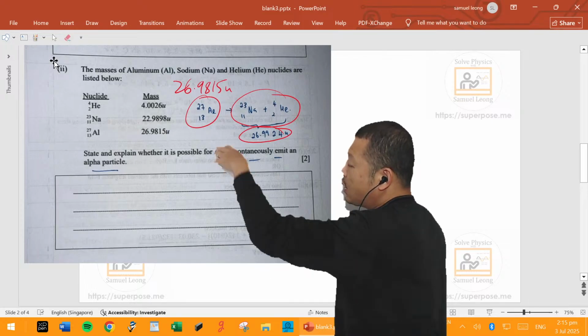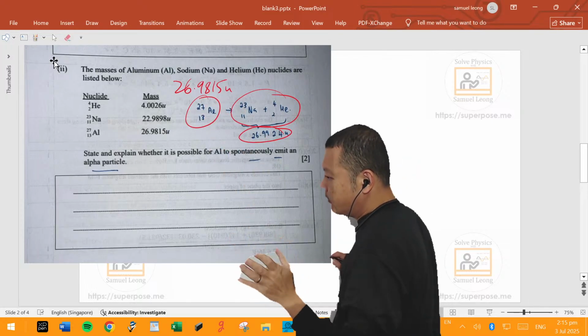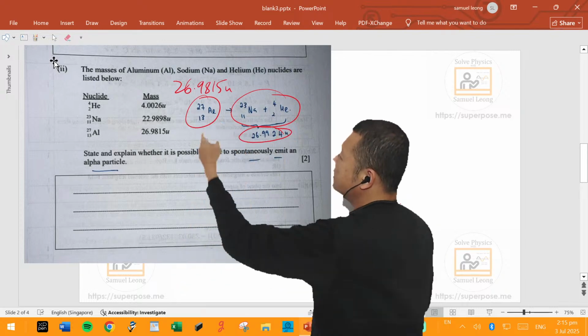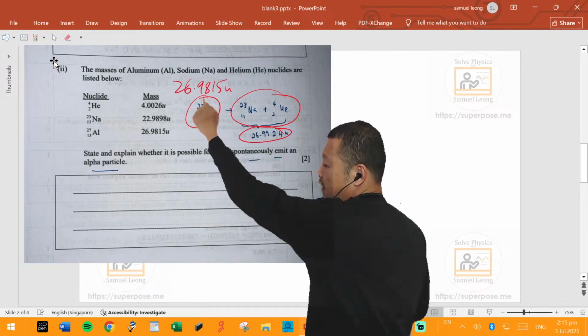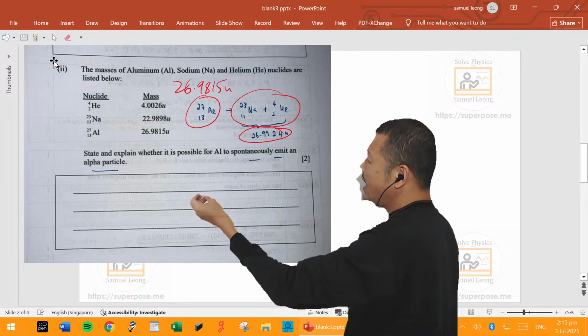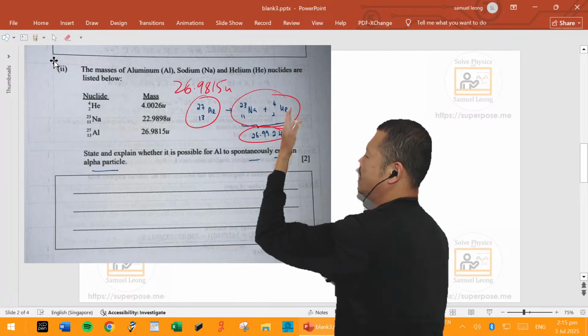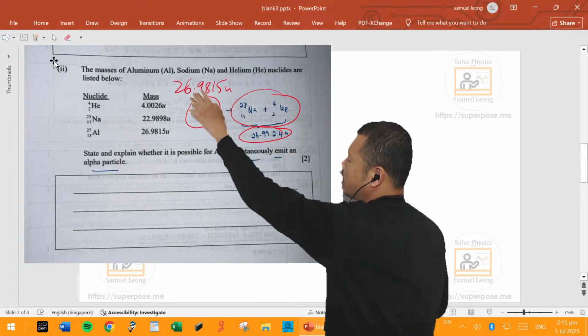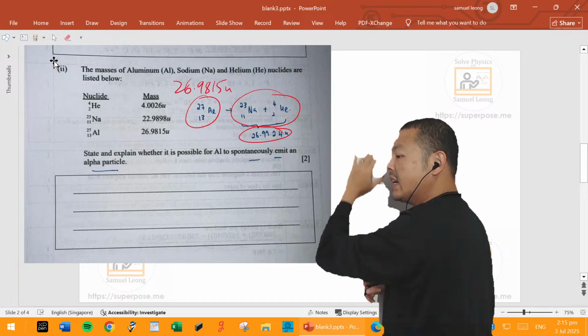I mean, it could do something else. I don't know. We don't really care about that. The question is asking you, would it be able to do this? The answer is no. Why? Because there's a mass increase. Right? There's a mass increase. A decay will not ever result in a higher mass. A decay will always result in a lower mass because you need to release energy.